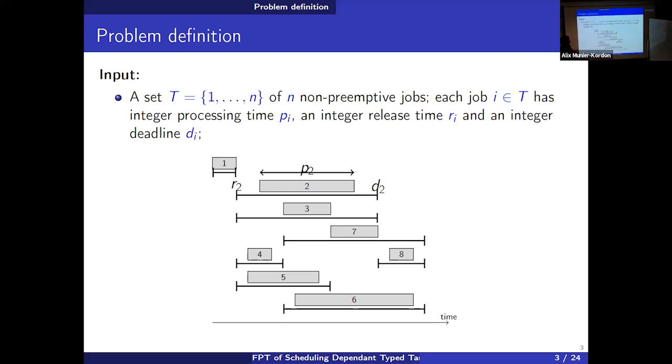Here in this small figure, we represent the time windows of each job, which start with the release time and end with the deadline. Each job has a certain processing time as it is presented here, and of course it can be placed in the beginning or in the end or in the middle of its time window.